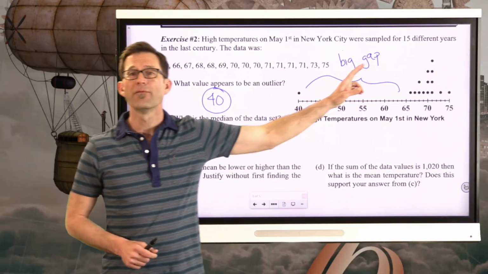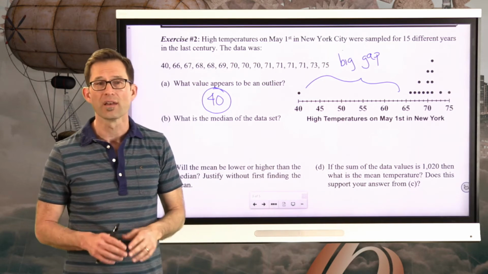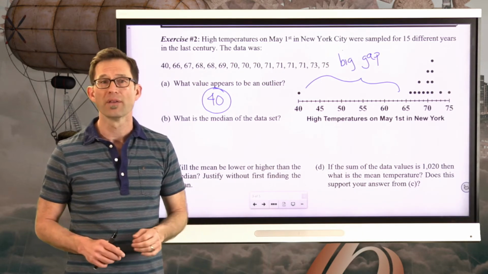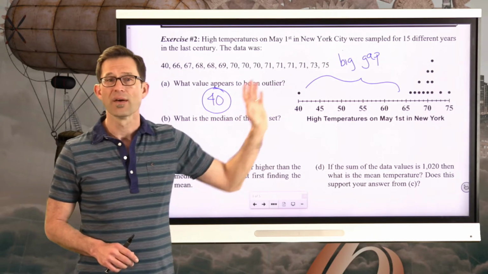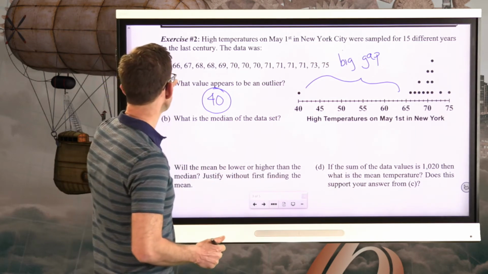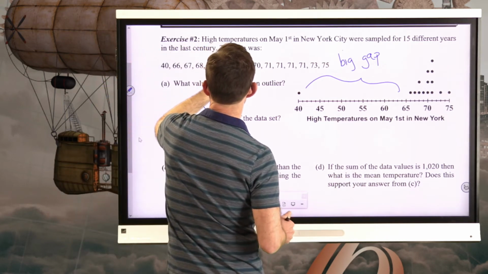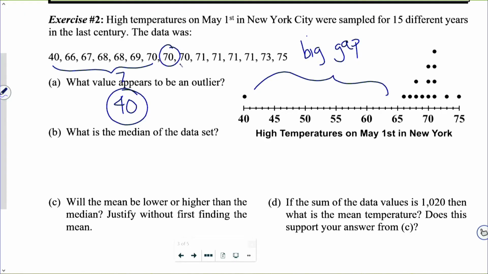Well, since we have 15 years, if we subtract 1, take it down to 14 and divide by 2, 14 divided by 2 is 7. That means we'll have 7 values below the median and 7 values above the median. The median, therefore, will be the 8th value. 1, 2, 3, 4, 5, 6, 7, 8. This has to be the median because there are 7 values here. Let me just count: 1, 2, 3, 4, 5, 6, 7, and 7 values there. So the median is equal to 70.